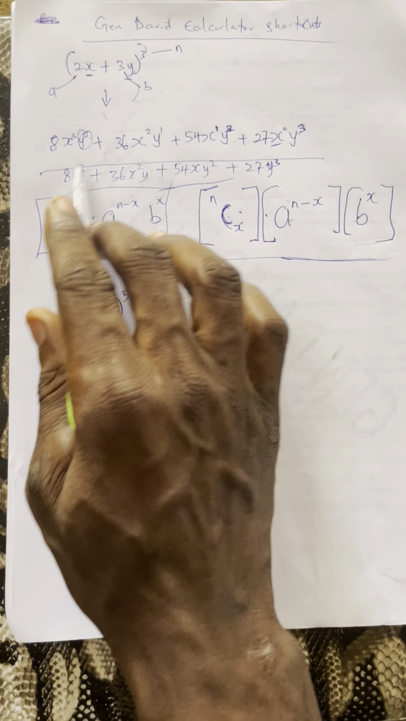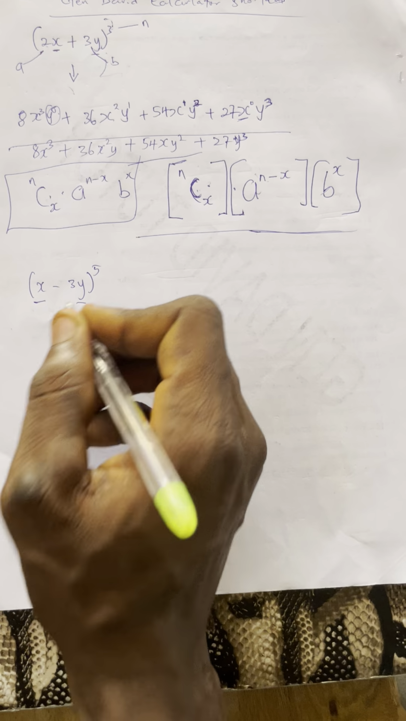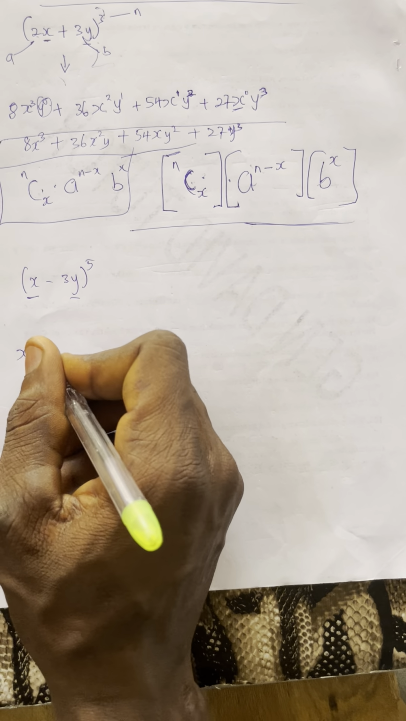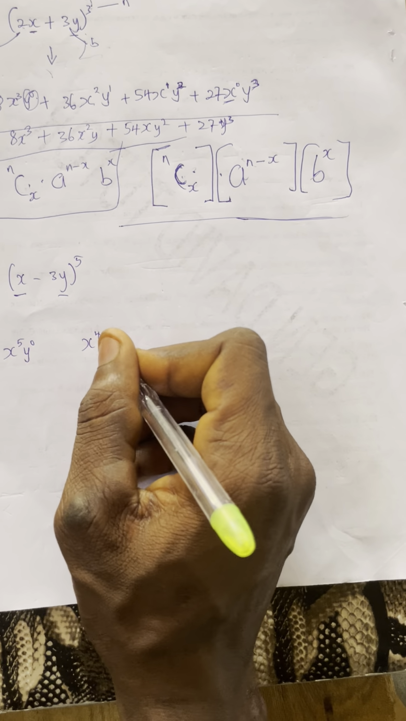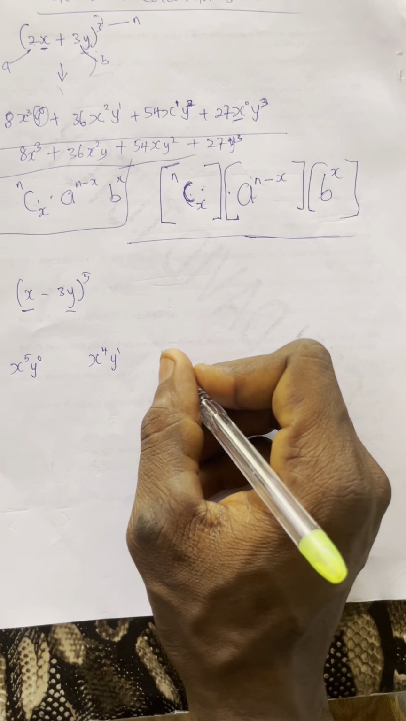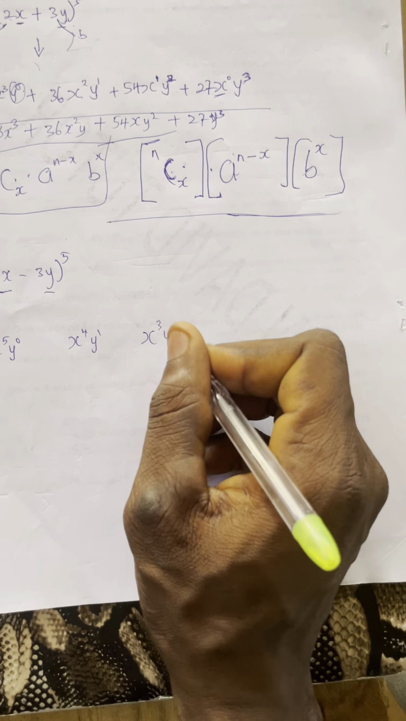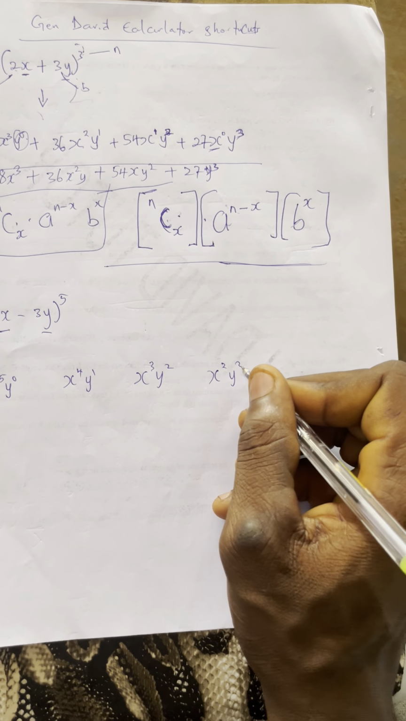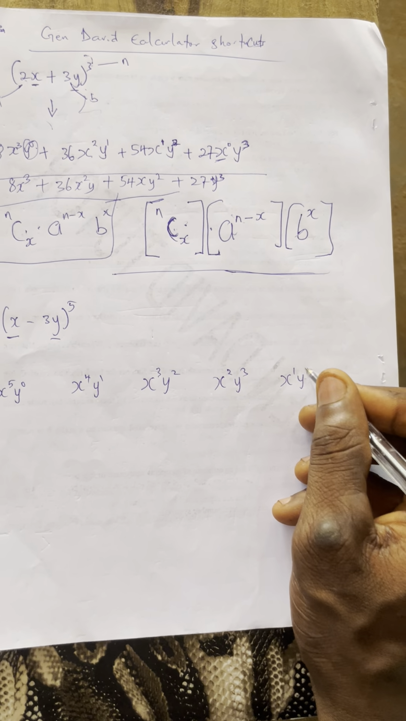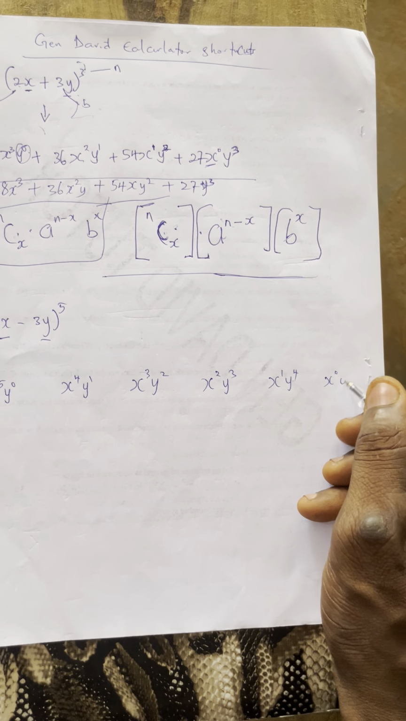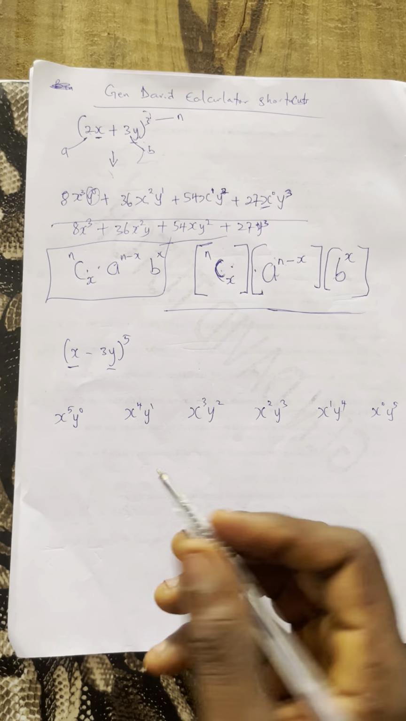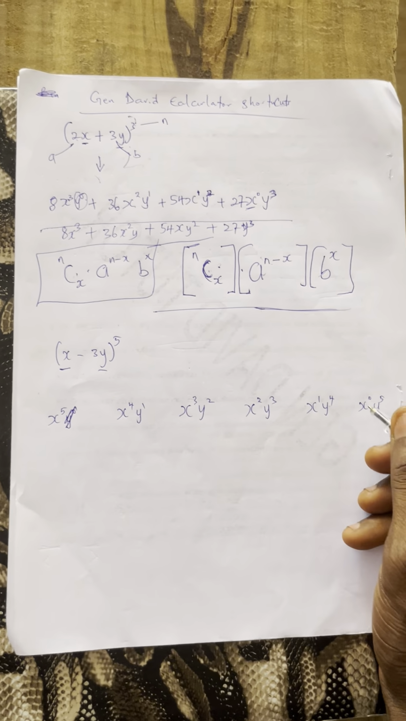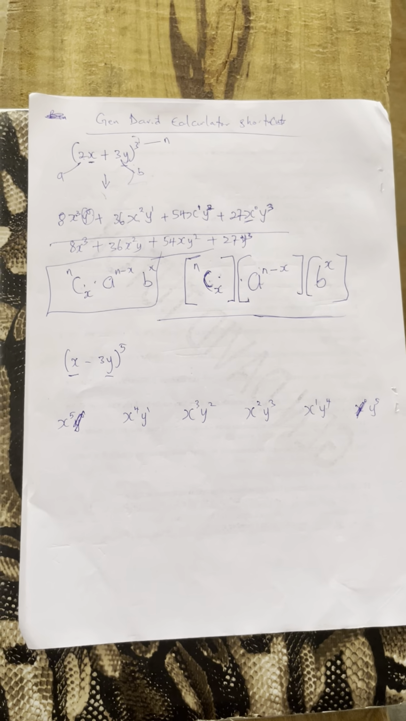You know the first method is to deal with the alphabet. X is here, y is here. So I have x raised to power 5, y raised to power 0, x raised to power 4, y raised to power 1. So as x decreases, y increases. x raised to power 3, y raised to power 2. x raised to power 2, y raised to power 3, x raised to power 1, y raised to power 4, x raised to power 0, y raised to power 5. So anything raised to power 0 is 1. So this one is 1. This one is also 1. So now let me deal with the alphabet.